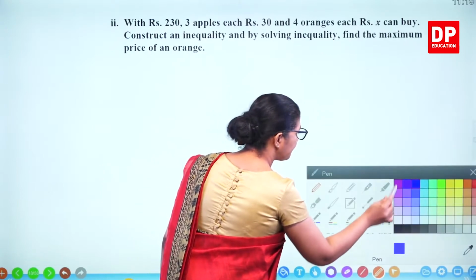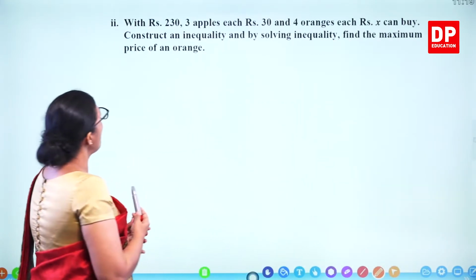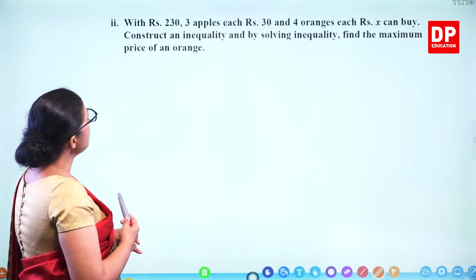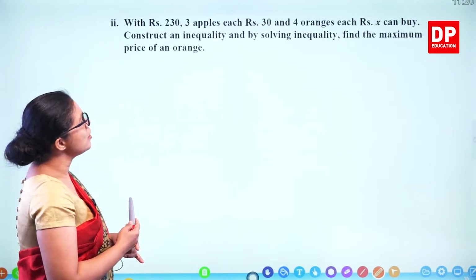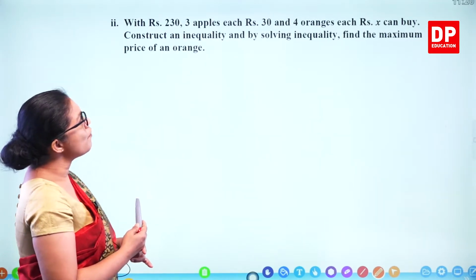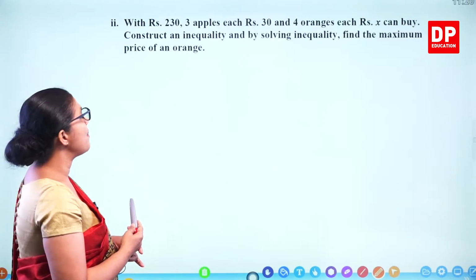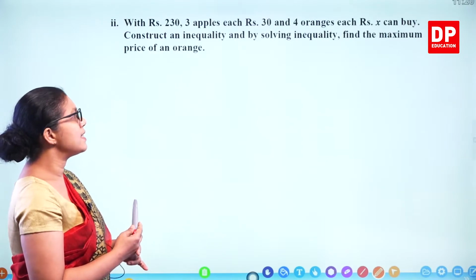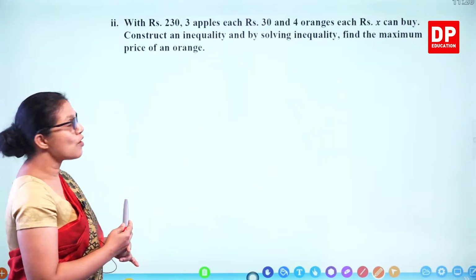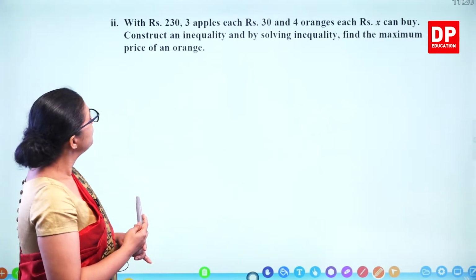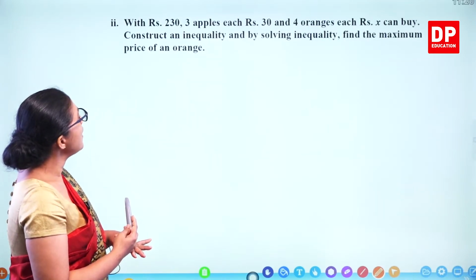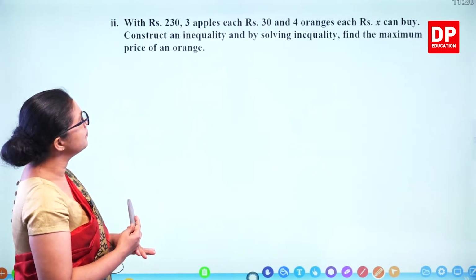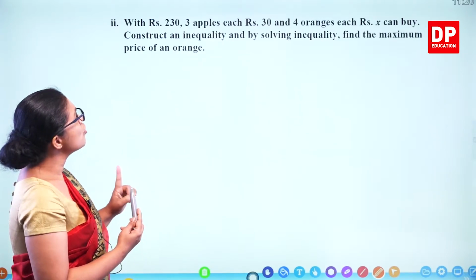Inequality question. With 230 rupees, 3 apples each 30 rupees and 4 oranges each x rupees can buy. Construct an inequality, and by solving the inequality, find the maximum price of an orange. So you can buy 3 apples with each 30.